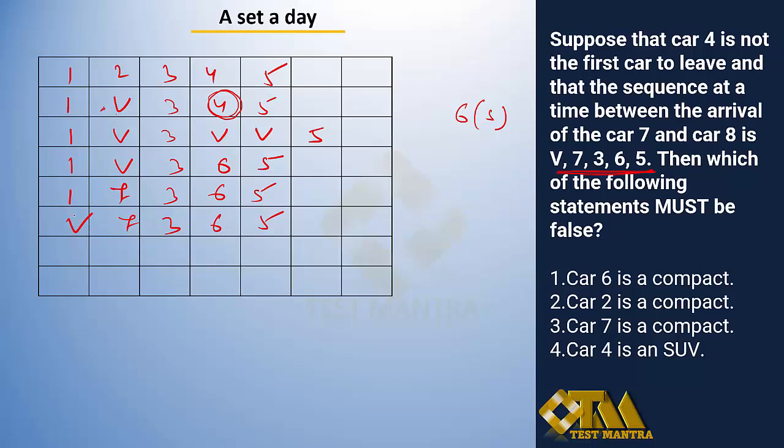So what are the things I can identify here? According to this, car 2 is nothing but a compact car, car 1 is a compact car, car 4 is nothing but an SUV, and car 6 is also an SUV, and car 7 is also a compact car. So let's see which of the following must be false. Car 6 is a compact car. That is definitely false, because car 6 has to be nothing but an SUV. Car 2 is a compact car which we identified. Car 7 is a compact car, that also we have identified. Car 4 is an SUV, that also we have identified. So my answer should be nothing but car 6 is a compact car, right?